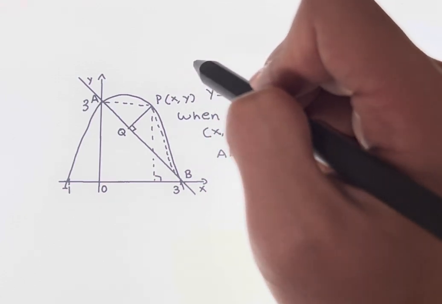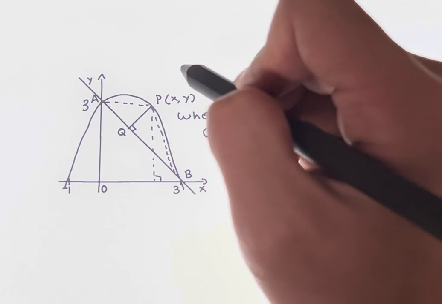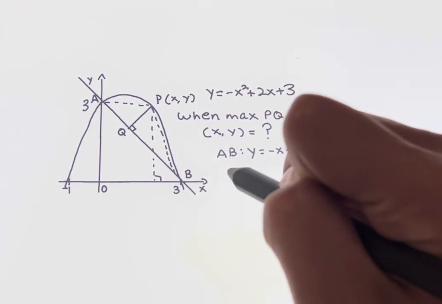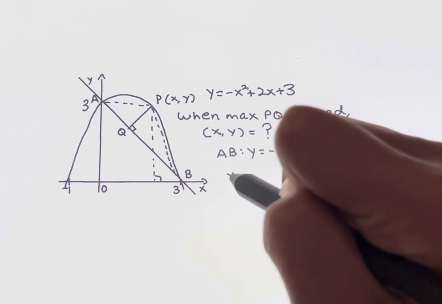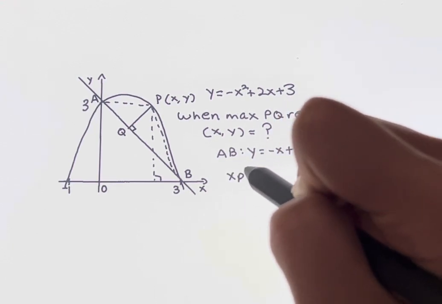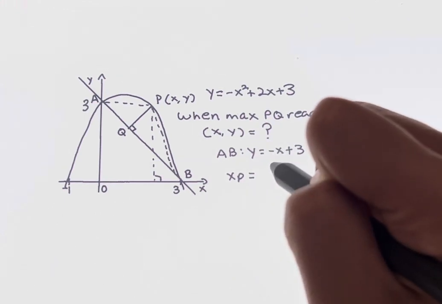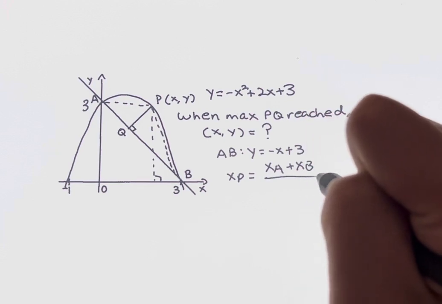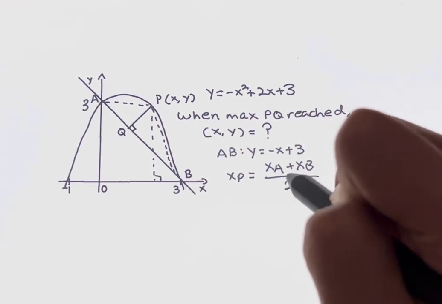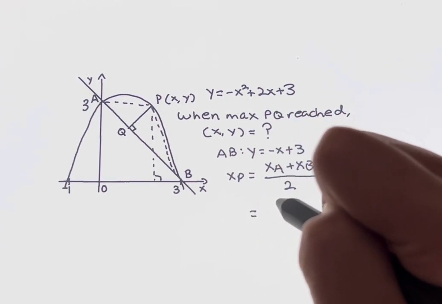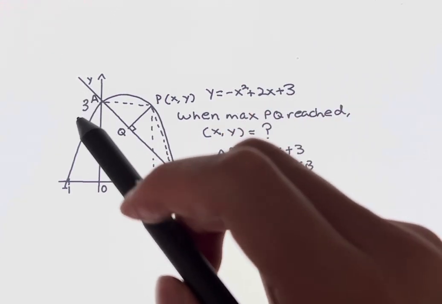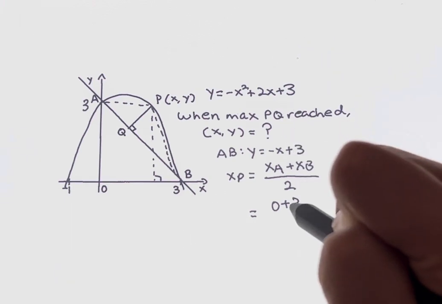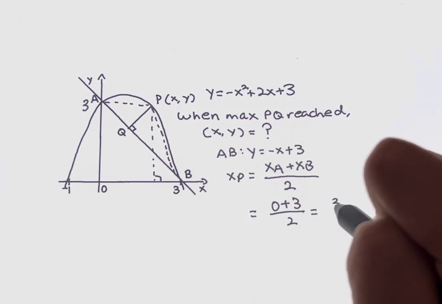So, how do you find the coordinate of P? This model states that if we call this xp, the x-coordinate of P, this will equal the x-coordinate of A plus the x-coordinate of B divided by 2. So in this case, since the coordinates of A is (0, 3), we take 0, and since the coordinates of B is (3, 0), we take 3, divided by 2, equals 3 over 2.